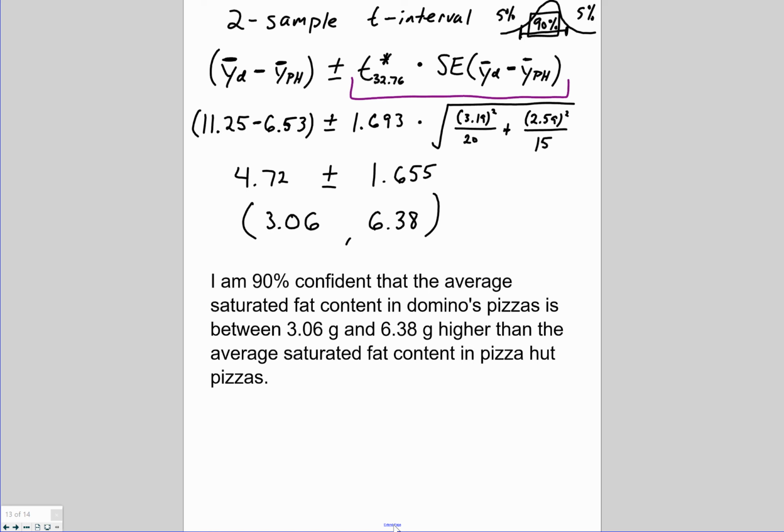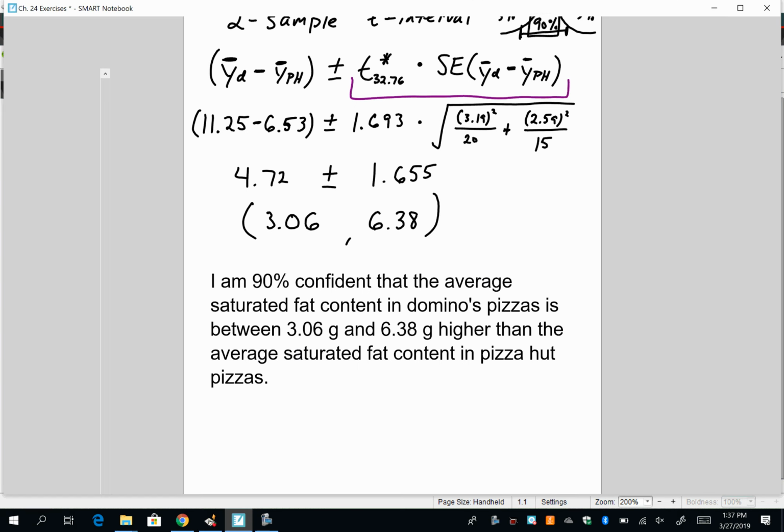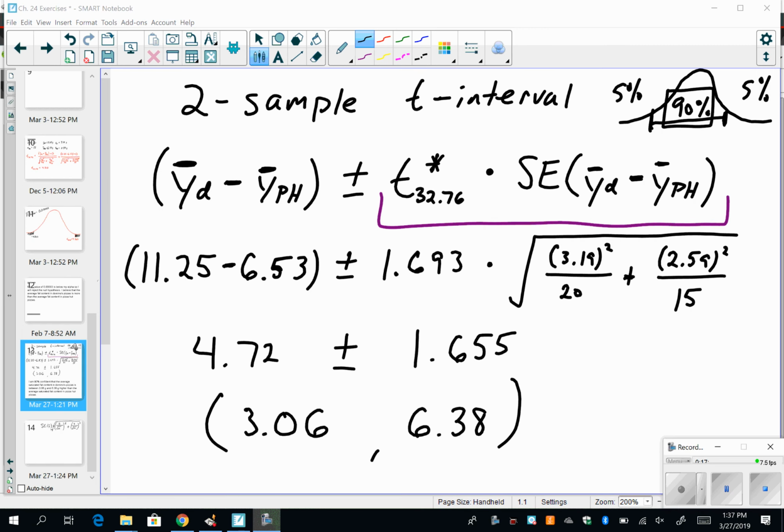So if it had been negative numbers, then I could have written this two ways. I could have said Domino's is this much lower, or I could have said Pizza Hut is this much higher. Same with this one. I could have written that Pizza Hut is this much lower. You can always do the reverse. I don't care. Whatever you like. Questions? On a 2-sample T interval. Okay. So let's go ahead and stop this recording. Thanks for listening.